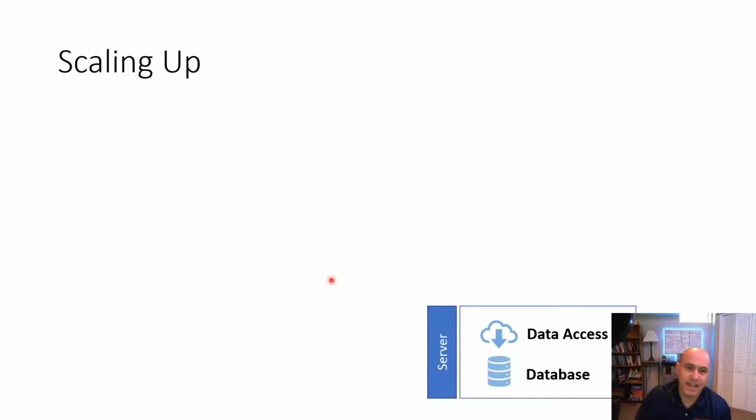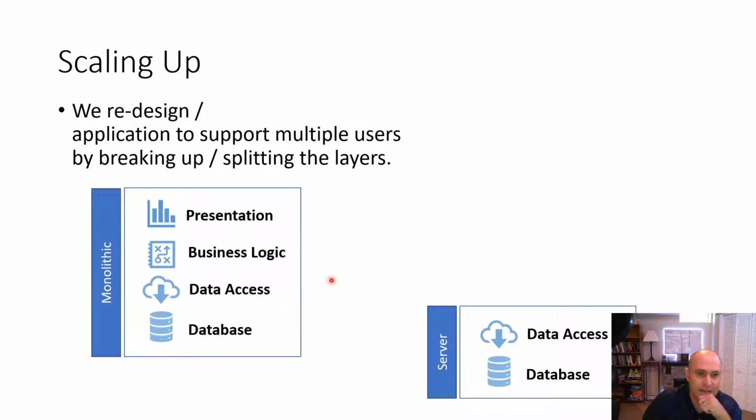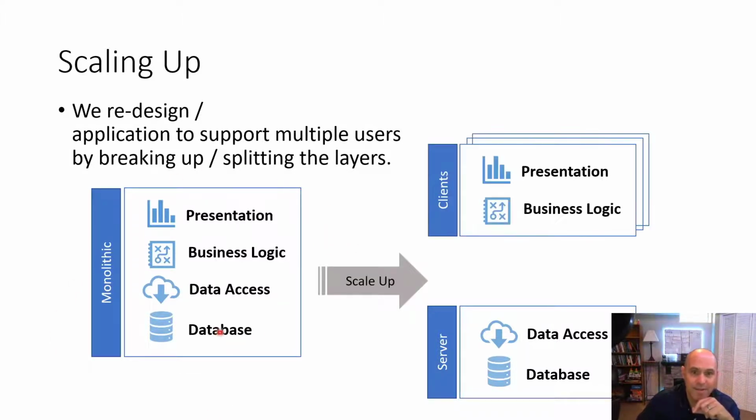So let's talk scaling up here. We redesign that application to support multiple users by breaking it up into layers. So you have the monolithic application over here, and then we scale it up. And what you have now is two layers. You have all the clients, maybe with the presentation and the business logic. And then down here, the server just has the data access and the database. And that's a scale up.